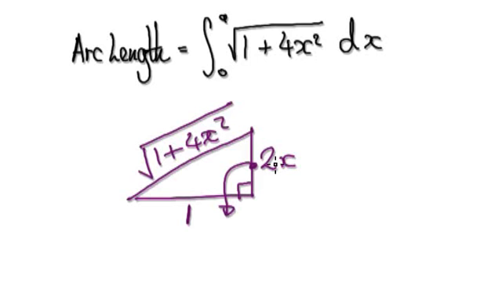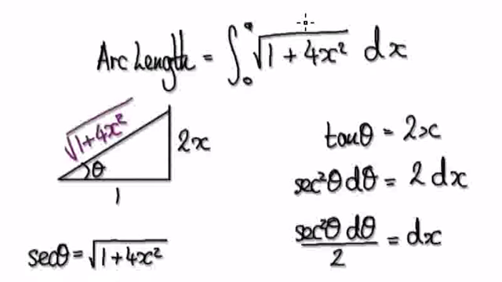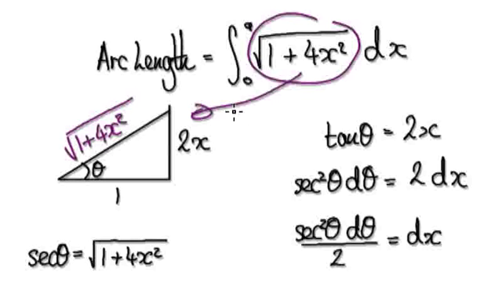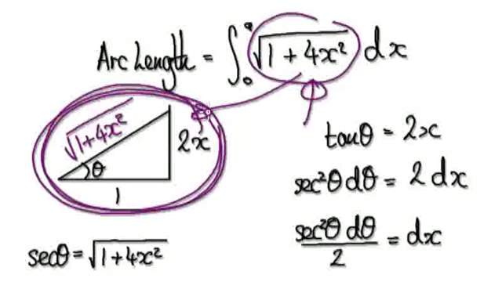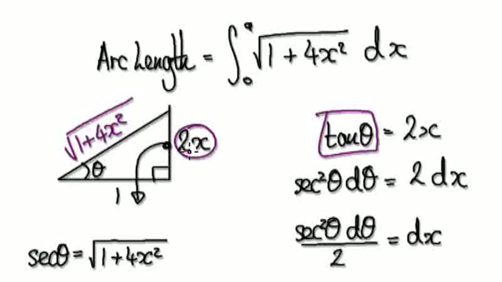So to integrate this, create your triangle in such a way that this thing will be true. Then this will give you your triangle. Now once you've got your triangle, tan theta would be this. So tan theta would be 2x over 1, which is this bit here.